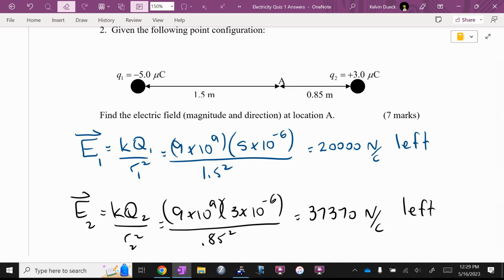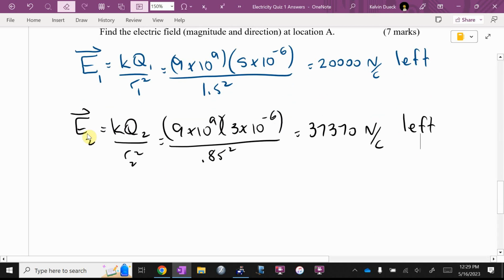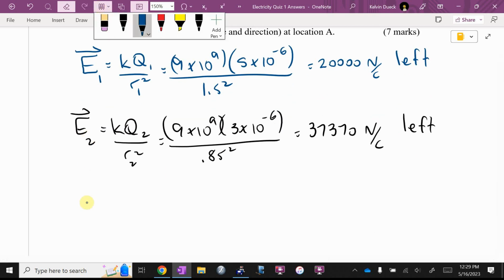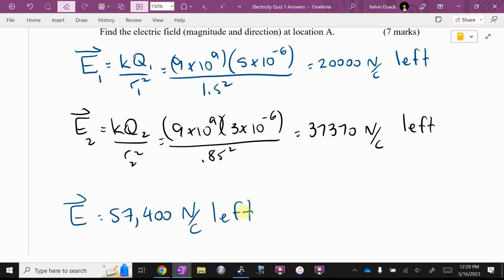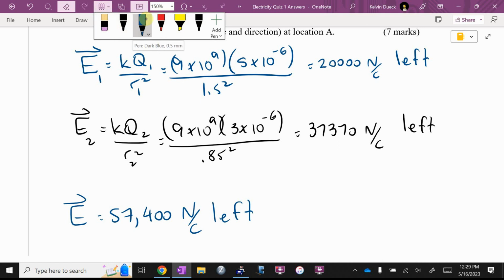How will I add left plus left? I think I'll just add them. So the electric field is going to be 57,400. Is that right? 57,300 newtons per coulomb. Left. Is that correct? No? Yes? I got some nods. Good. If you got that, 7 out of 7.